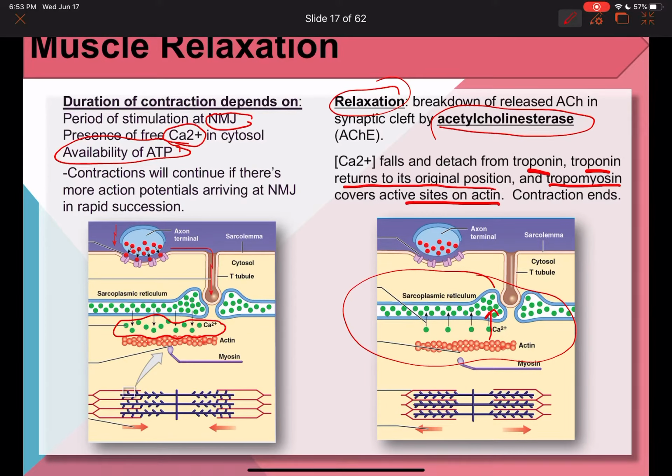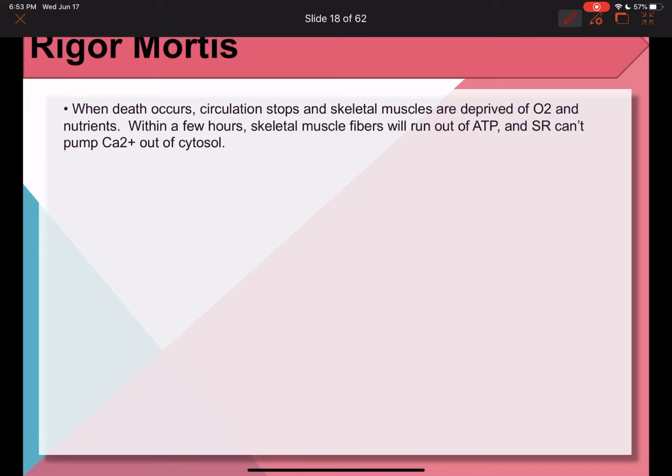Okay? So now that we understand the exact step where ATP is necessary during excitation contraction coupling, we can apply that to the idea of rigor mortis. Okay, this is interesting. I love this part. Okay, so when death occurs, circulation will stop, which means your blood stops traveling. Your skeletal muscles are deprived of oxygen and nutrients. Okay, and within a few hours, skeletal muscle fibers will run out of ATP.